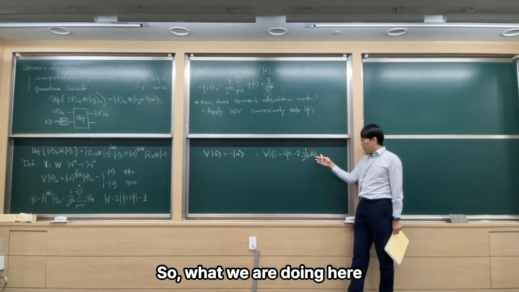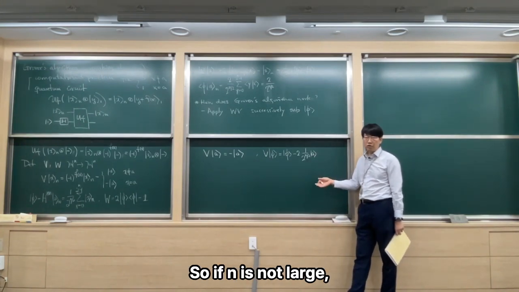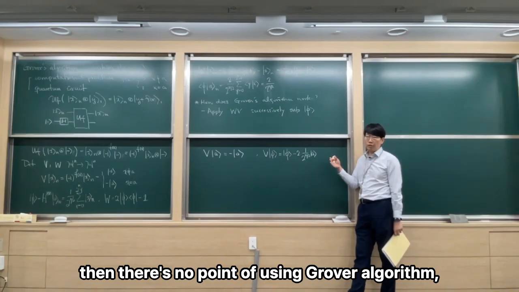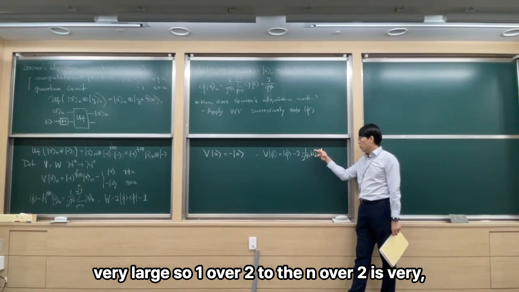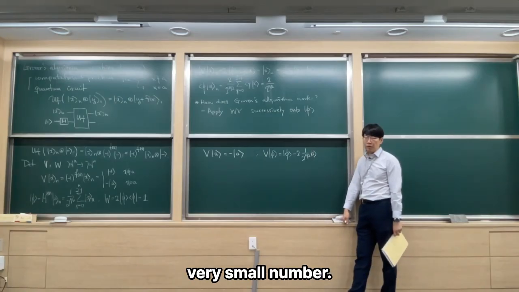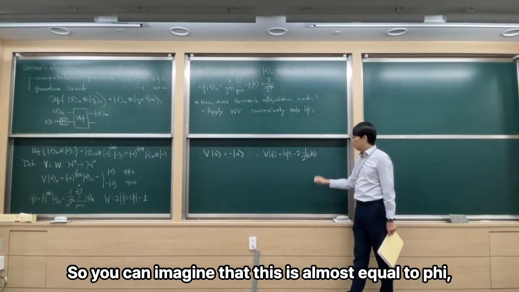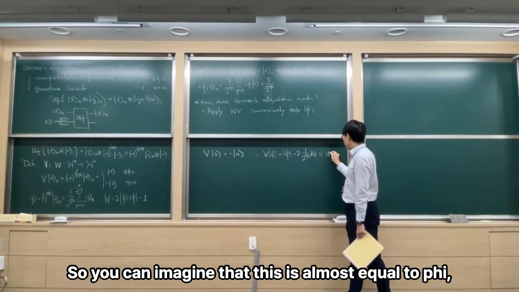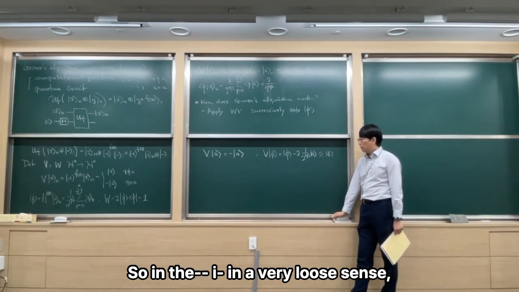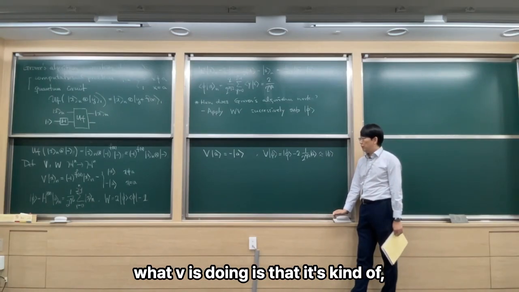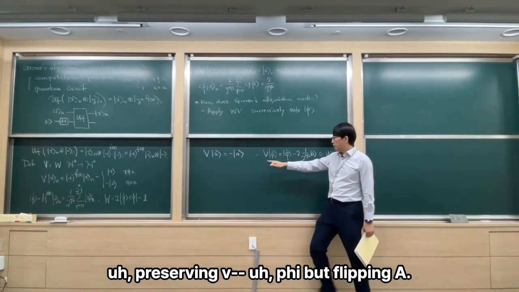What we are doing here is taking n to be very large. If n is not large, then there's no point of using the Grover algorithm. Just use a classical computer, right? So n is very, very large, and 1 over 2 to the n over 2 is a very, very small number. So you can almost ignore the coefficient here because it's almost 0. You can imagine that this is almost equal to phi, okay? So in a very loose sense, what V is doing is preserving phi, but flipping A.